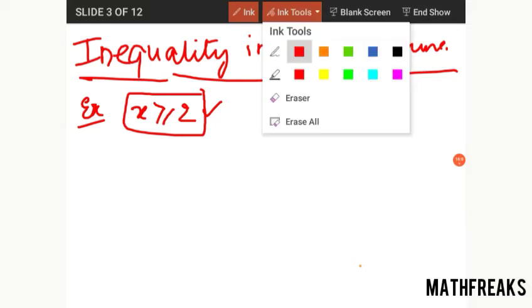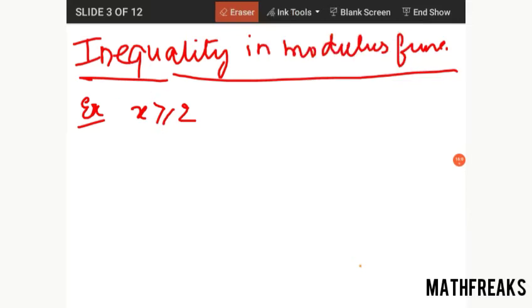Okay, so if anybody asks you to find the range of this inequality, now how will you find this?